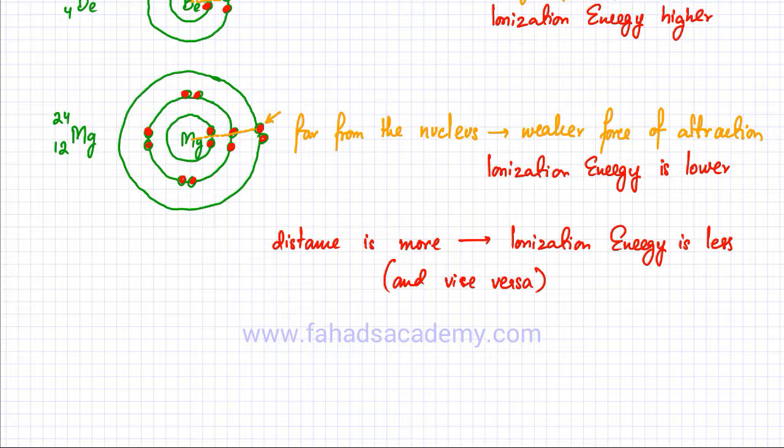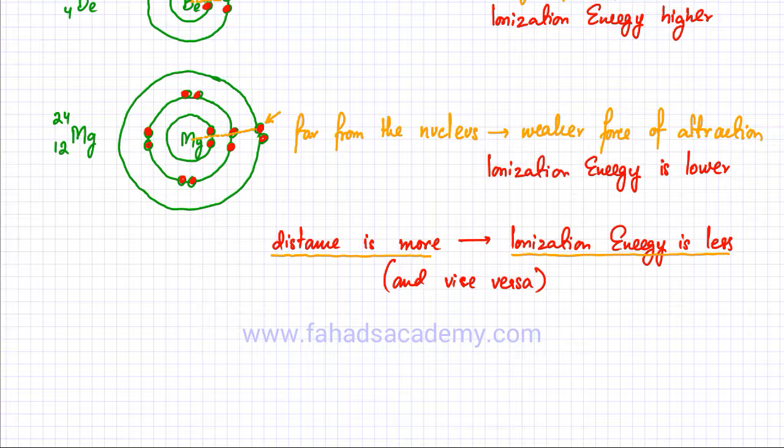So that sums up your third point: if the distance is more, if an electron is further away from the nucleus, then it's easier to remove that particular electron. So you would require less energy, so the ionization energy is going to be less.